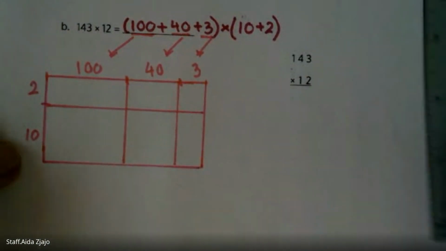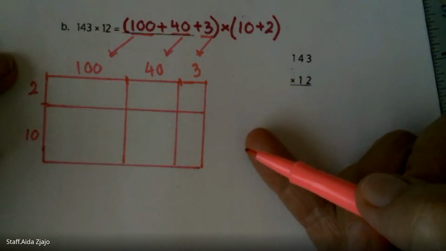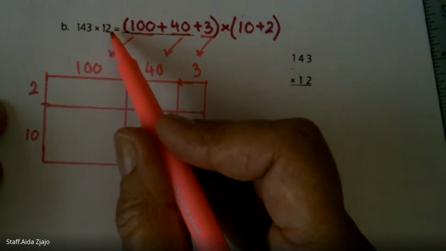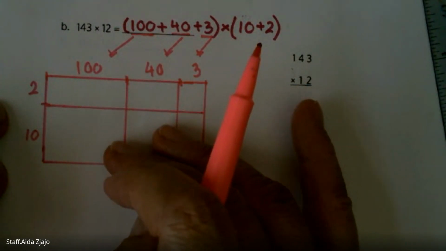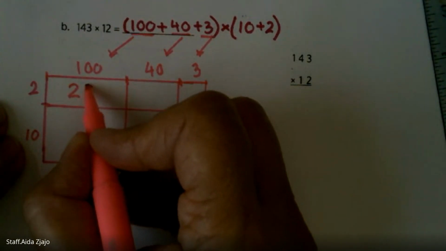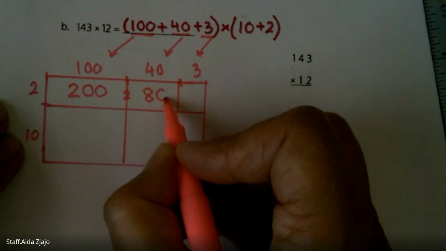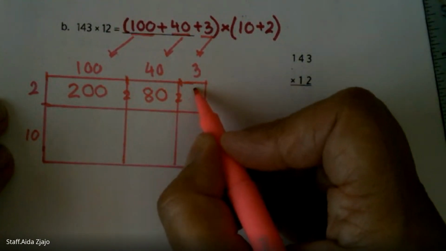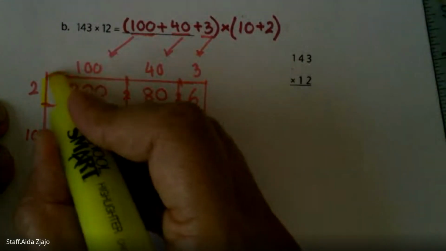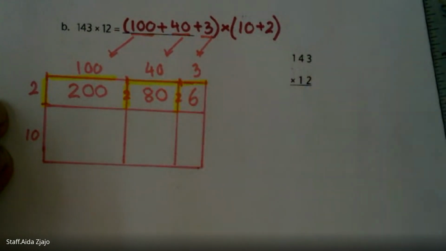Okay, so now I do have here 6 areas that I need to multiply, because 3 times 2 is 6. So a 3-digit by 2-digit multiplication will give you 6 areas. So you have here 2 times 100 is 200. Then you have 2 times 40 is 80. And then 2 times 3 is 6. So each of these were 2 by 100, 2 by 40, and 2 by 3.